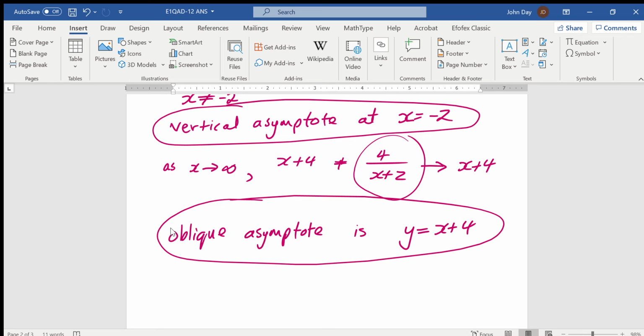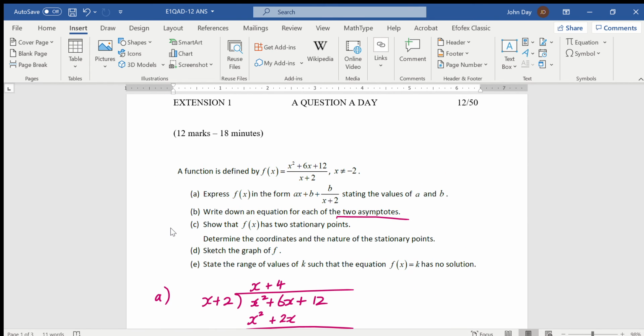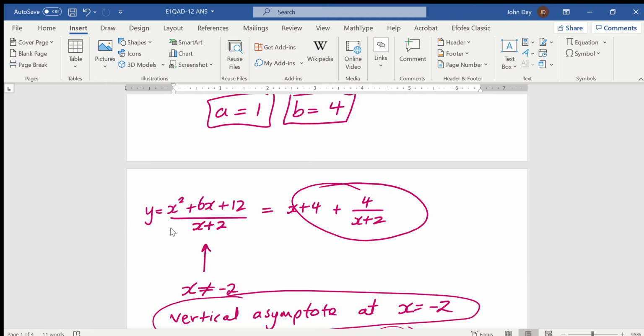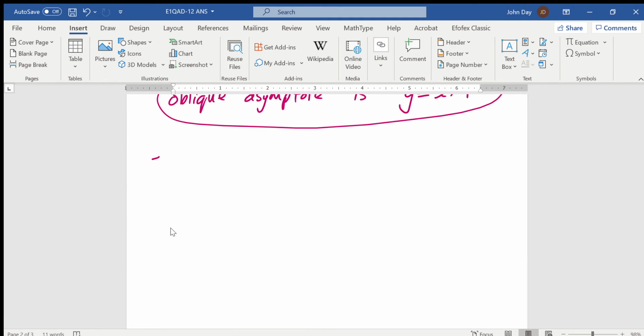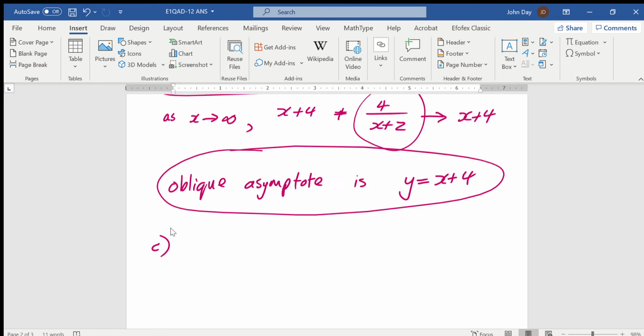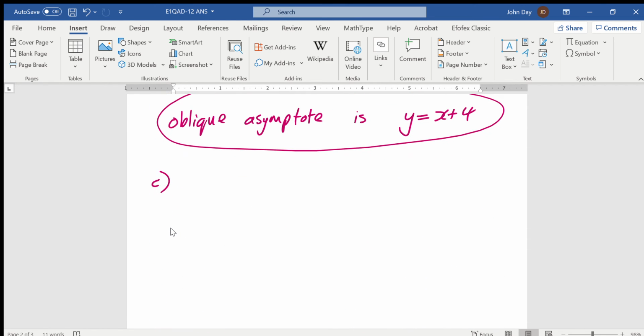Okay, the next question then, after getting the asymptotes, was show that it's got two stationary points and determine the coordinates and nature of the stationary points. So I'm going to use the way we've been told to write it, (x + 4) on (x + 2), and I'm going to differentiate it using that.